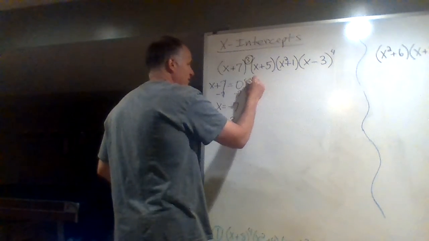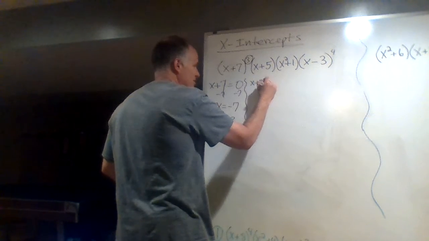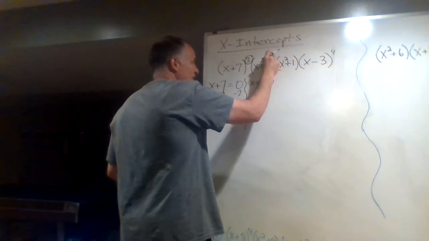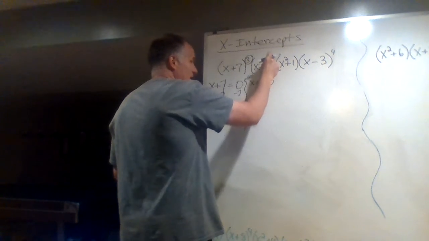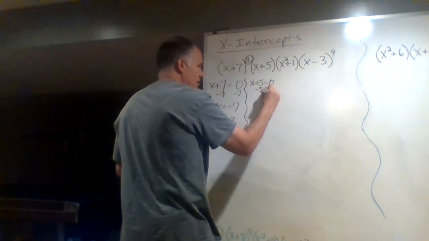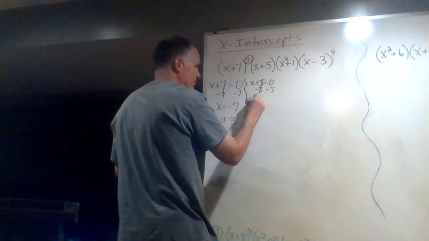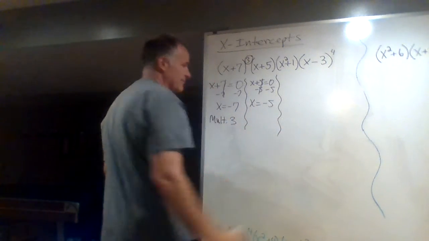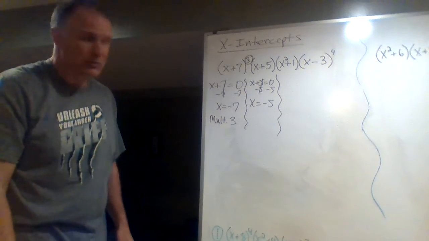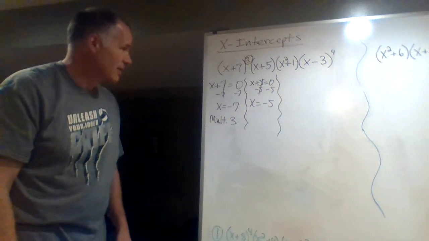Okay, got x plus 5. Set that equal to 0. Now, here's the thing: there's no power up here, so there's no multiplicity, is there? I minus 5, and boom, I'm done. So x equals negative 5 is finished.